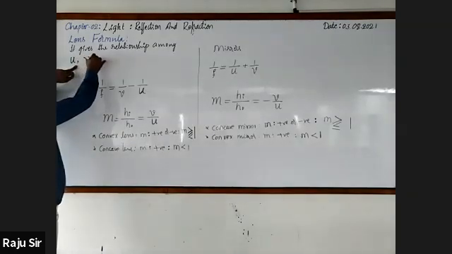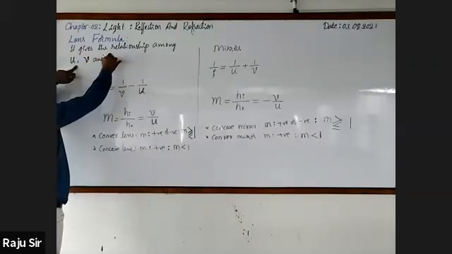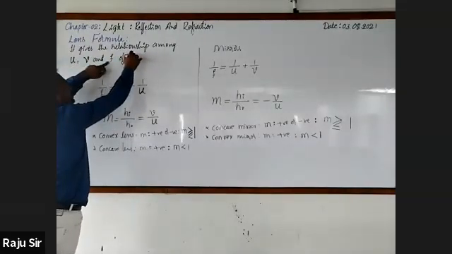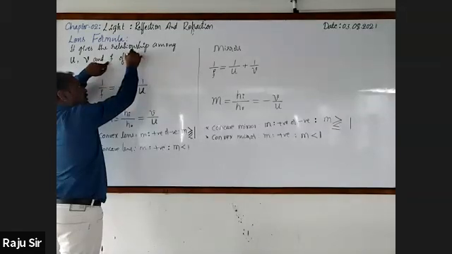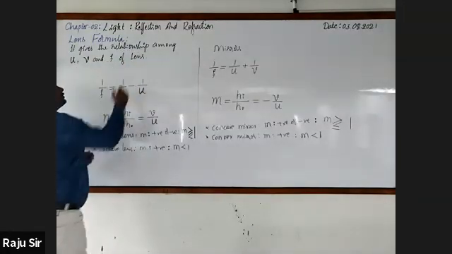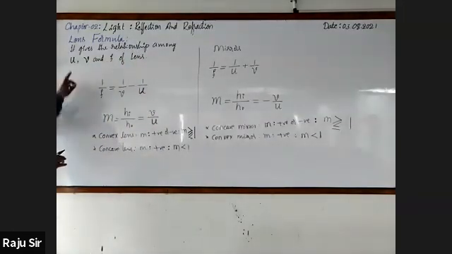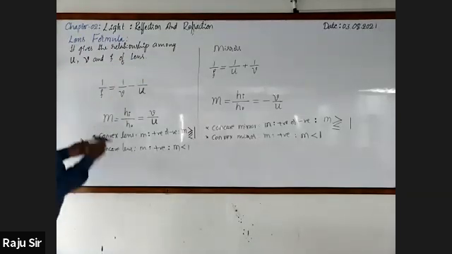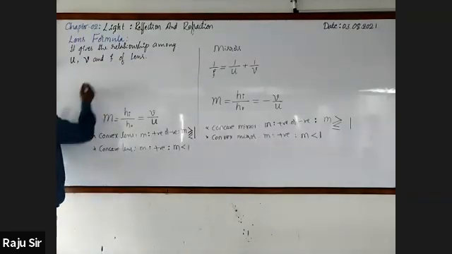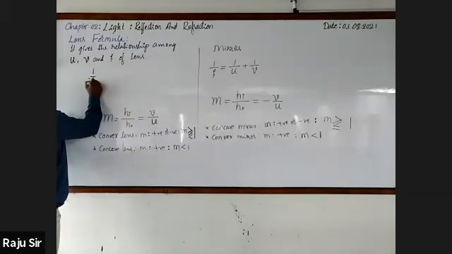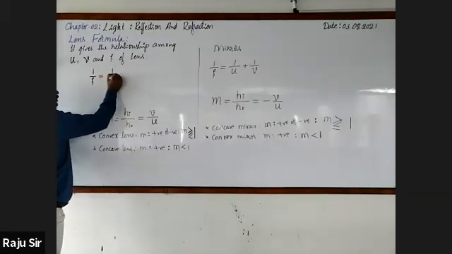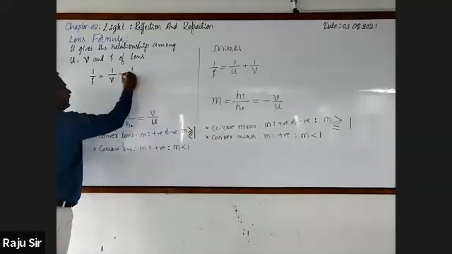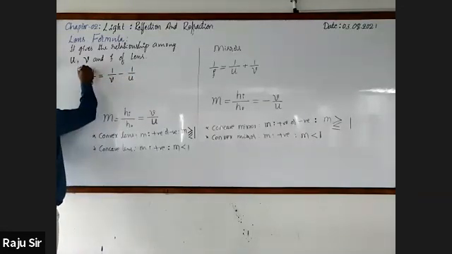V is image distance. F is focal length. Object distance with respect to lens, image distance with respect to lens, and focal length of the lens. This relationship can be written as 1 by F is equal to 1 by V minus 1 by U.